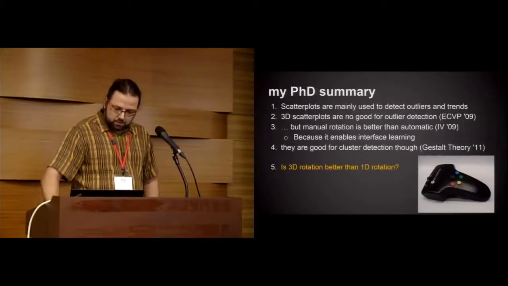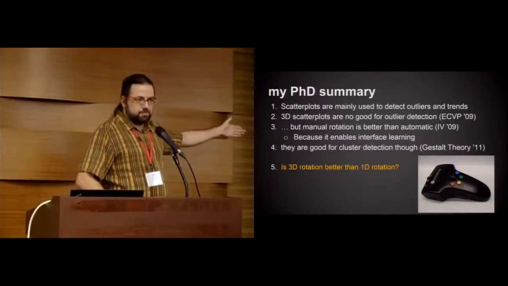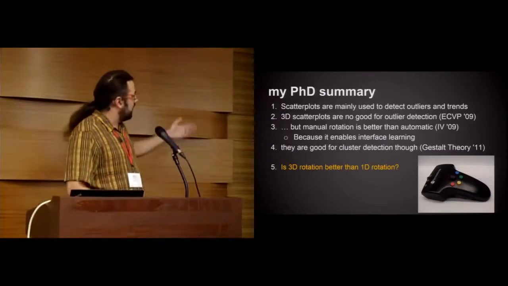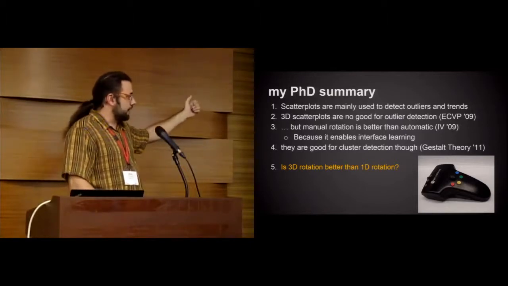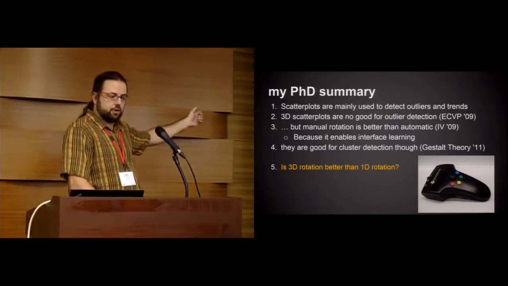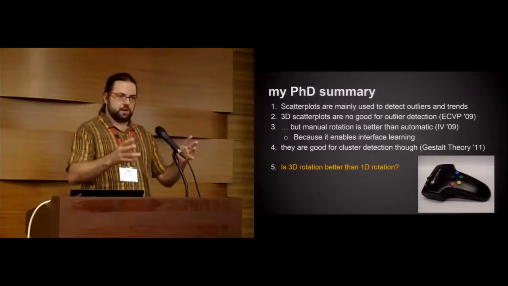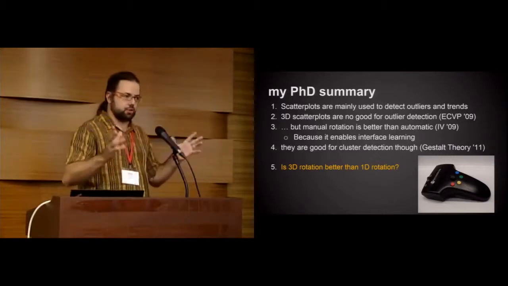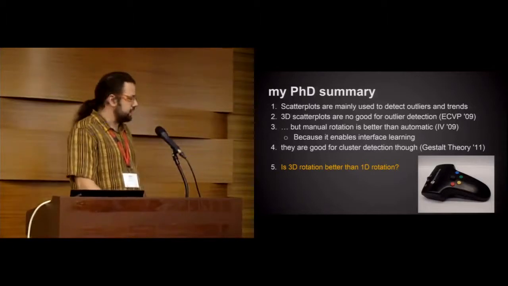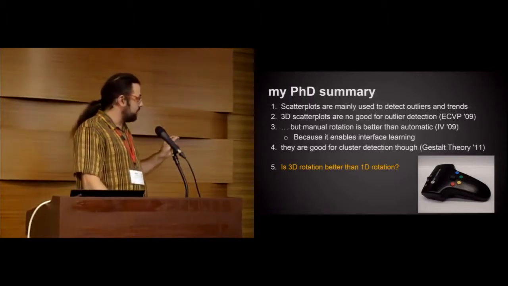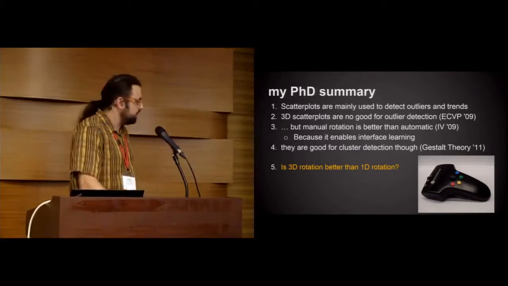To answer this question, I did a PhD on that, basically. I'm going to talk about the last experiment in detail, but in short, we found out that 3D scatterplots are really no good for outlier detection. That's not what they're good for. However, if you do manual rotation, if you can rotate the scene somehow, it's better than if it just rotates in front of you automatically. That helps because it enables interface learning. They are, however, quite good for cluster detection. Cluster detection in 3D scatterplots is very efficient for the human visual system.